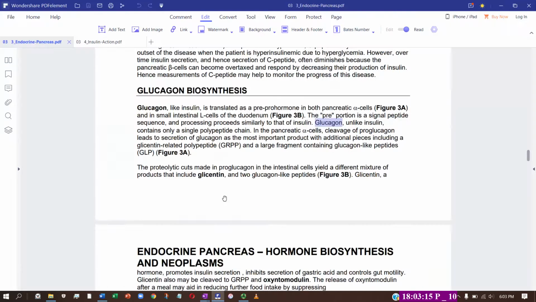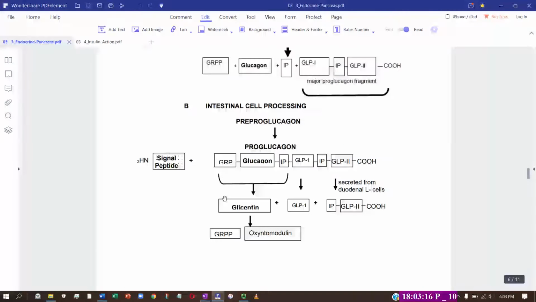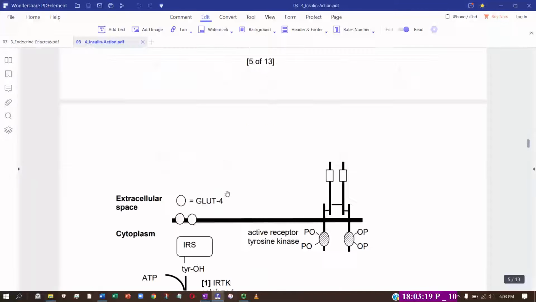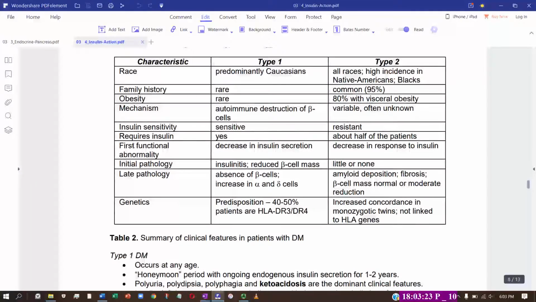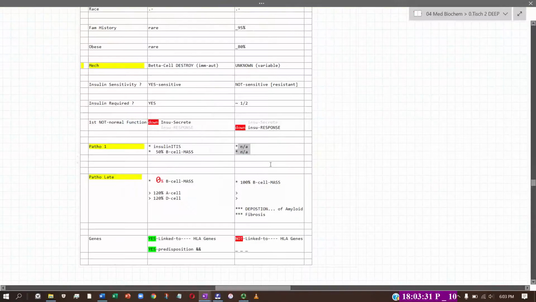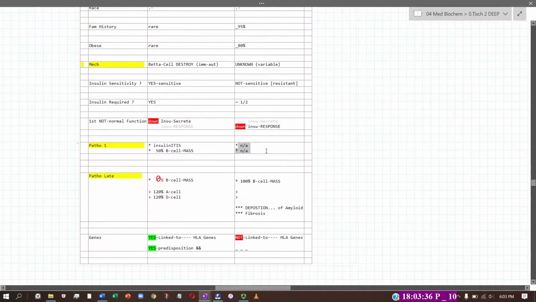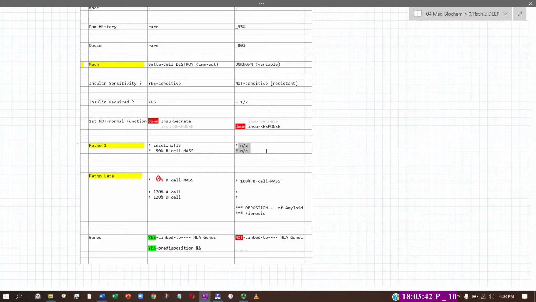Let's confirm. Let's look at the table here. So this is under insulin action. Here we go. Initial pathology, little or no pathology. There you go. So essentially, I just chose to put in NA because I'm pretty sure in the notes it said that there are virtually zero warning signs.